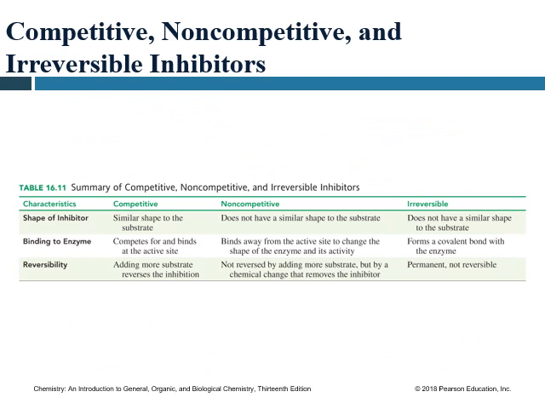So this is a table which compares competitive, non-competitive, and irreversible inhibition, which we already talked about. You can read it and compare all these things together on one slide.